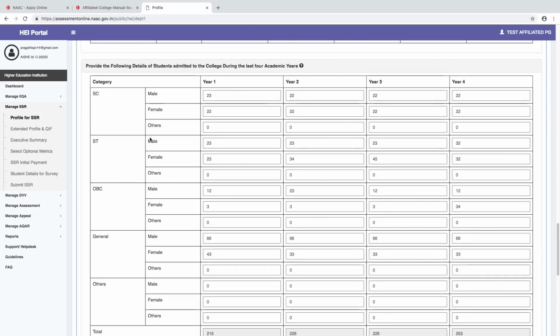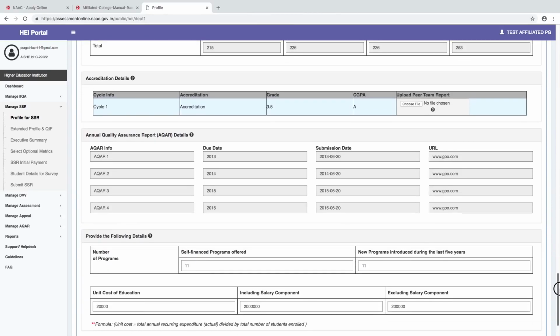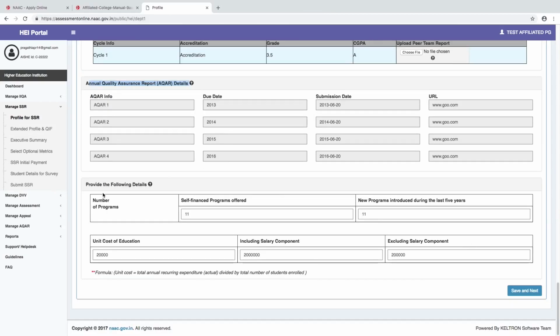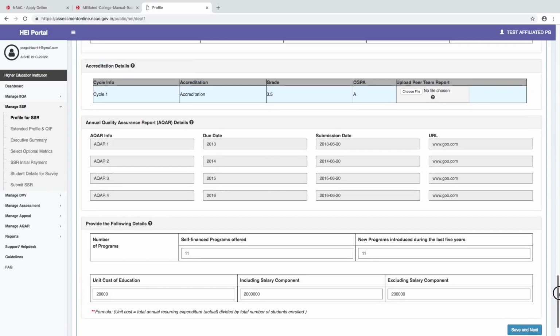Then the students' details based on the reservation of caste, and then the accreditation details will auto-populate, the date of submission, and then the number of programs, as in new programs introduced during the last 5 years and the self-financed programs, the unit cost of education. Giving all these details, we should save and proceed to the next.